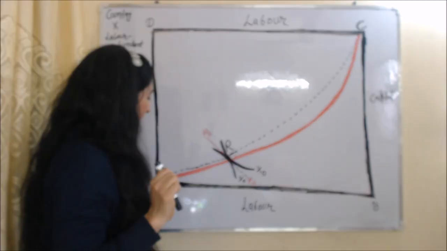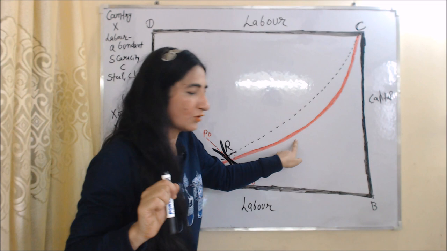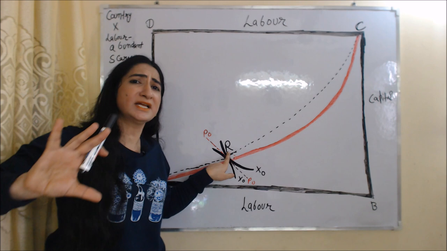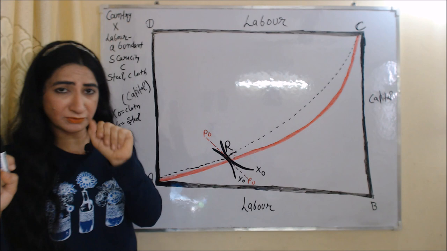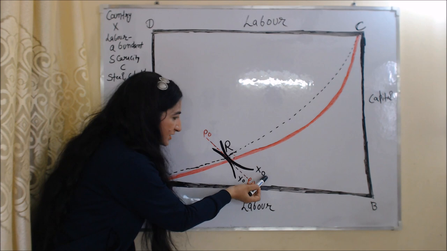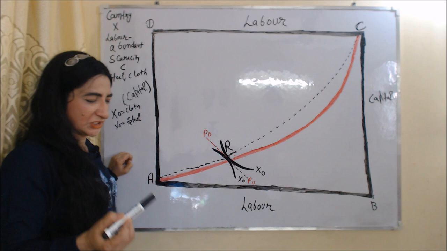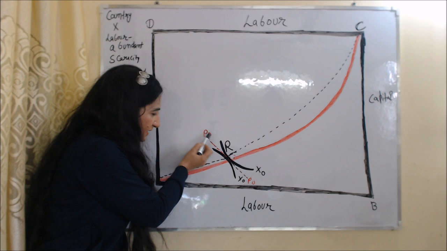So this red one is our contract curve. R is before trade point when country are not doing any international trade. As we discussed earlier, country is producing two goods. One is steel and other one is cloth. So this X0 is isoquant for cloth and Y0 is isoquant for steel. P0 is this dotted red one. P0 is our price line.